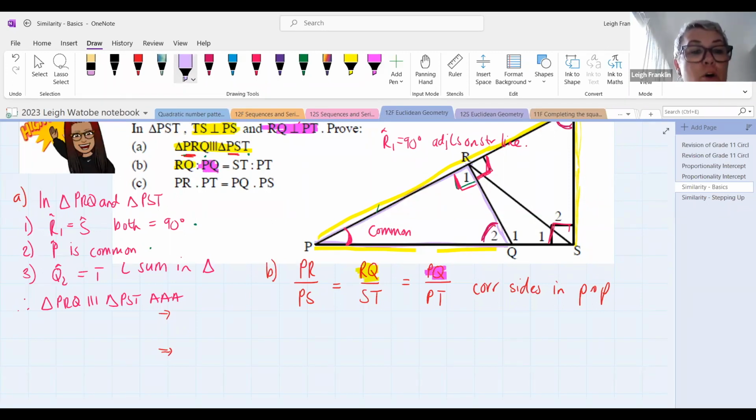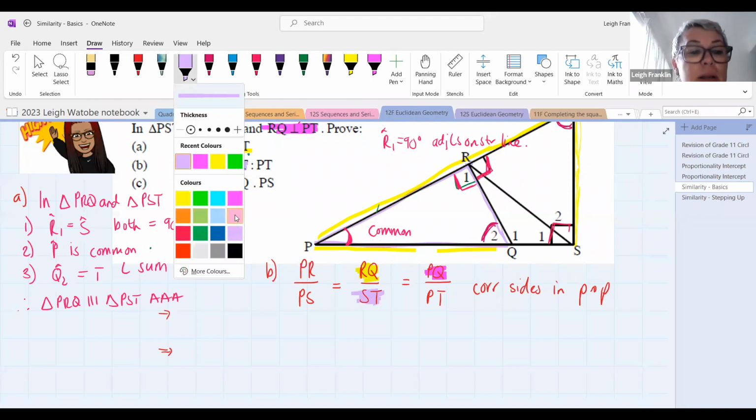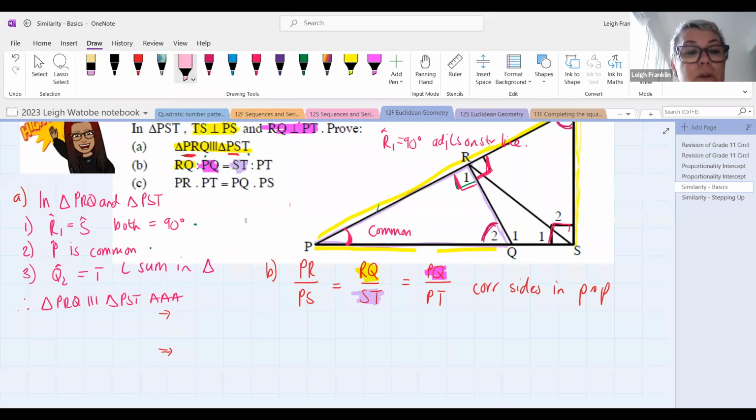Okay, then we're going to go back here. They want ST, so here is ST over here. And then the last one that they want, let's just change our color quickly. We'll go with that nice soft little pink color, PT, that's PT over there. Can you see that these make a proportion?